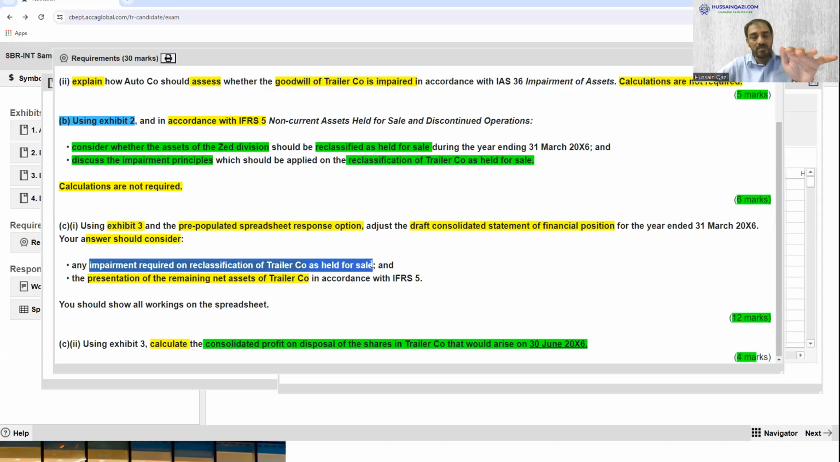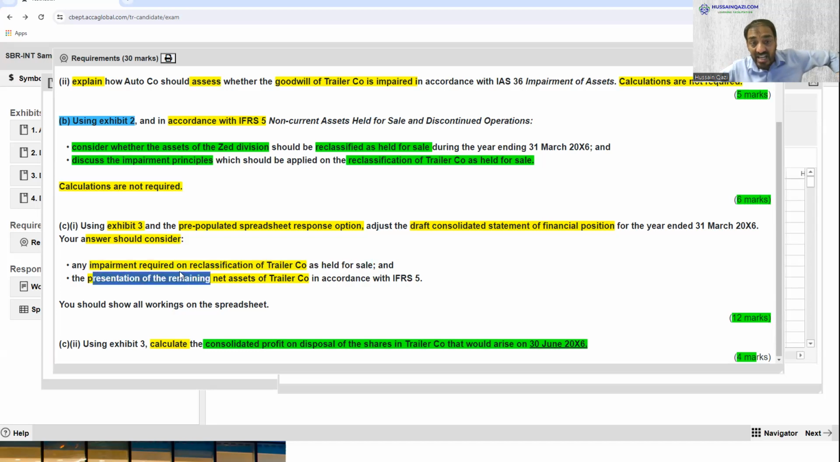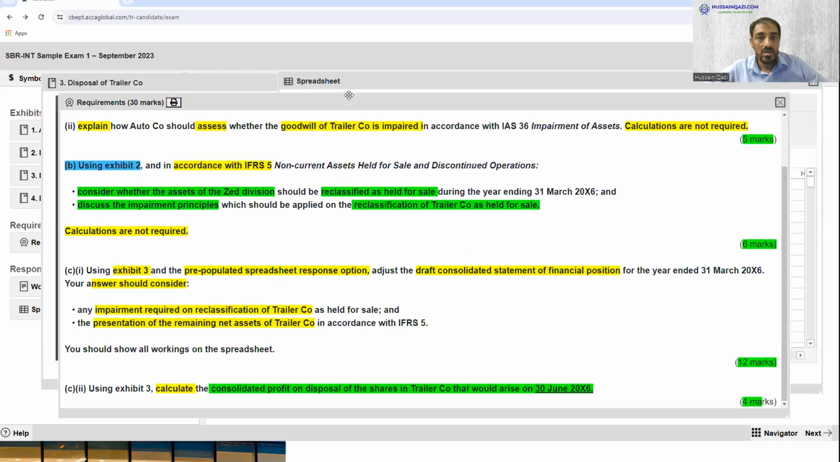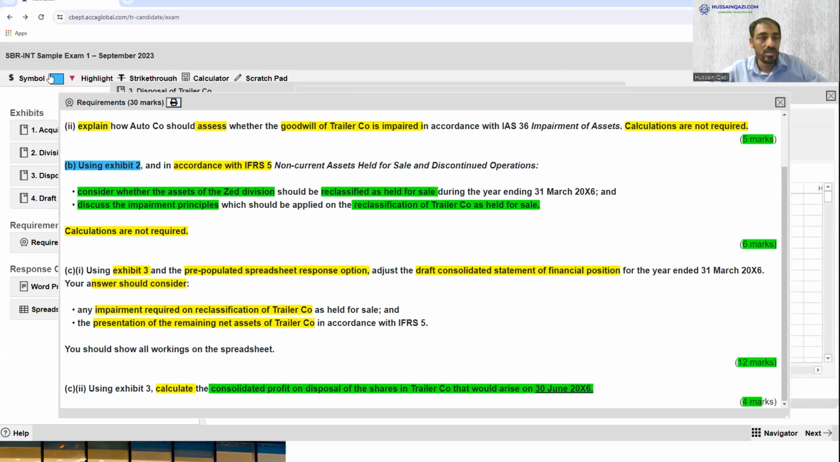So whenever you are attempting this calculation part of the question, with the exam or with practice questions, always consider the specific point mentioned by the examiner. So here, impairment of subsidiary and reclassification and presenting of the remaining asset of trailer in accordance with IFRS 5. You should show all working on a spreadsheet. Spreadsheet. So that's important. We have to mention all workings.